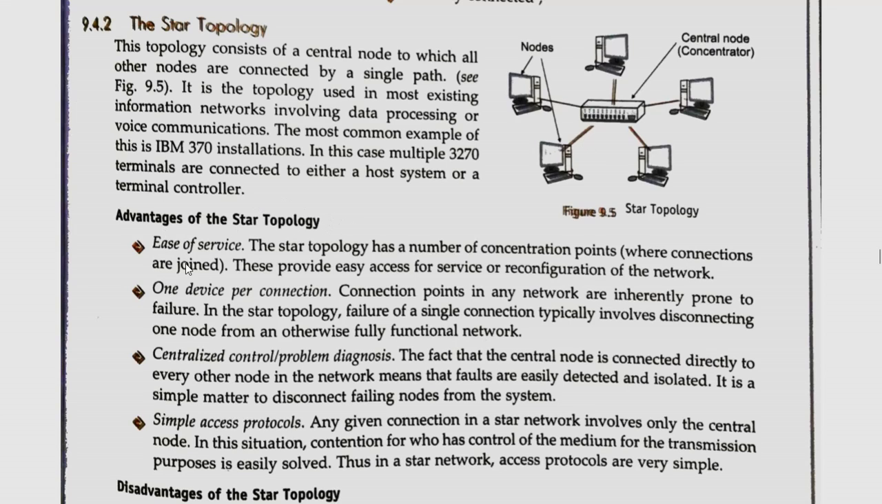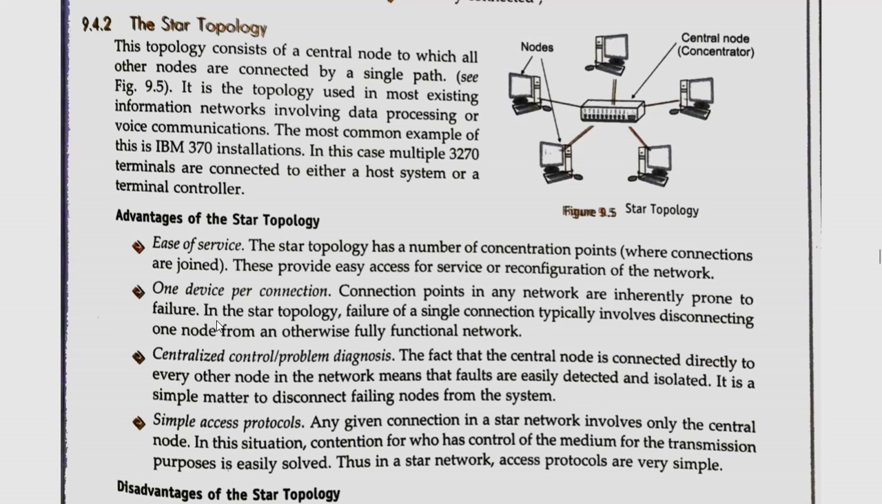Okay. The second thing is one device per connection. Now, connection points in any network are inherently prone to failure. You know that whenever we are creating a network, there are certain connection points, and there is a possibility that they are prone to failures. Okay, there may be a loose connection, or the network may not be accessible through a particular point because of some system failure. So there is a possibility that it will be prone to failures.